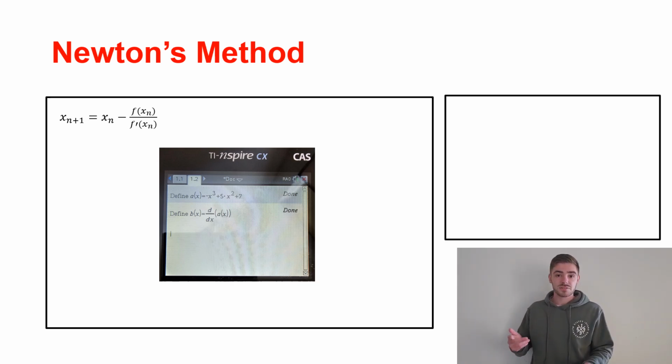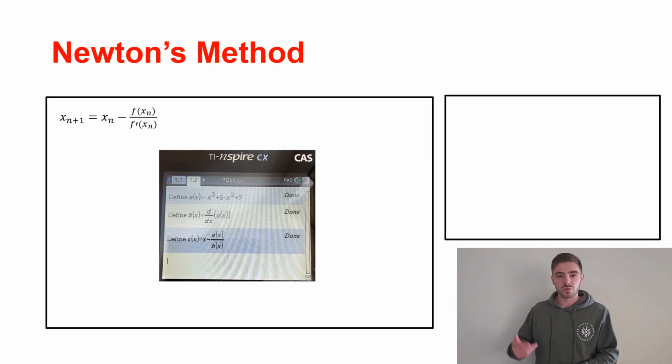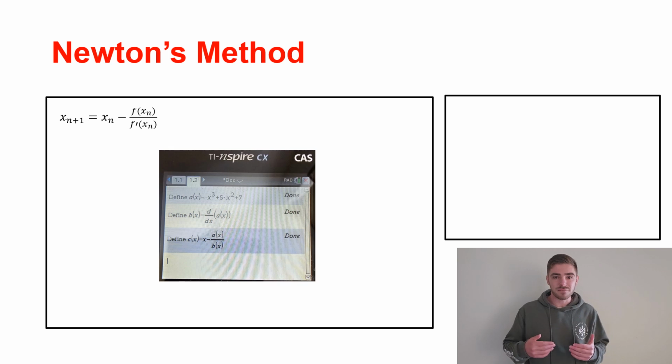And lastly, you just define the Newton's method function, which I'm going to call c of x. Again, make sure you use a of x and b of x in the definition. Don't just type out those rules. And just like that, you've defined Newton's rule in the CAS. The advantage of doing it this way is that in an exam, all you have to do is update a of x, and all the other functions will update accordingly.